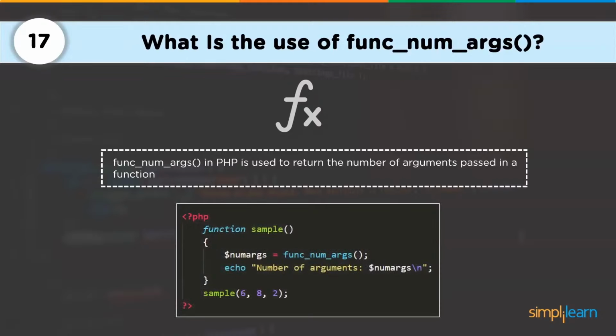So suppose in this sample code you want to know how many arguments were passed in this sample function. So to do that, we declare a variable number of arguments and we will equal it to the function func_num_args. Now we will display it, and this sample has passed 3 arguments, so the output would be 3.